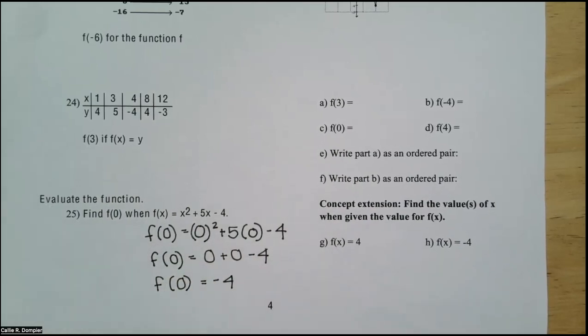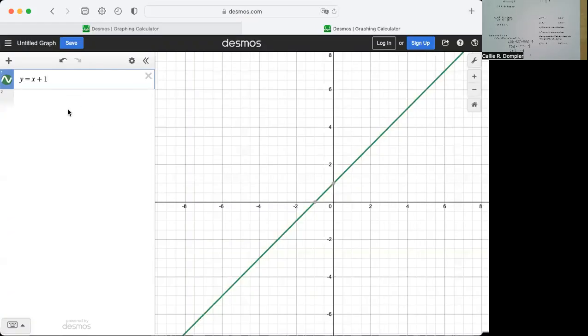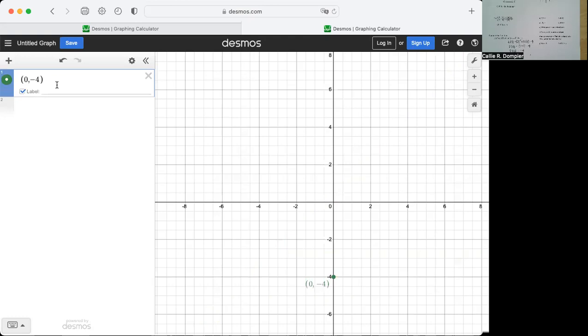How is this true? Because 0, -4 is a point on this graph. 0 is my x, and then -4 is my answer. 0 is my input. It started with f of 0 equals, so that means 0 became my x. That's why it's up here. 0 became my input. When I input 0 into it, I got -4 as my output, or -4 as my y value.